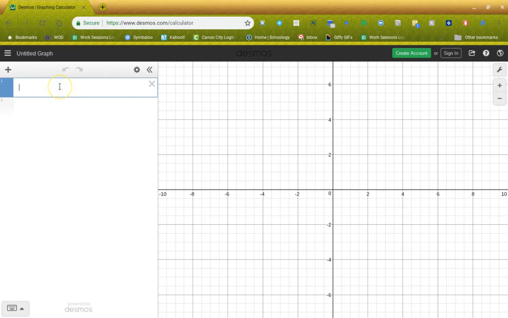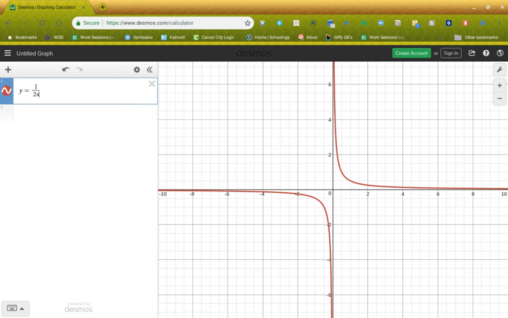So if I do this, this will be y equals 1 divided by 2x. Now you'll notice that the graph looks kind of crazy. So it's going up and it's going down. This right here is called an asymptote. An asymptote means that this value does not exist. So my domain in this case is going to be all the values except for when x equals 0.